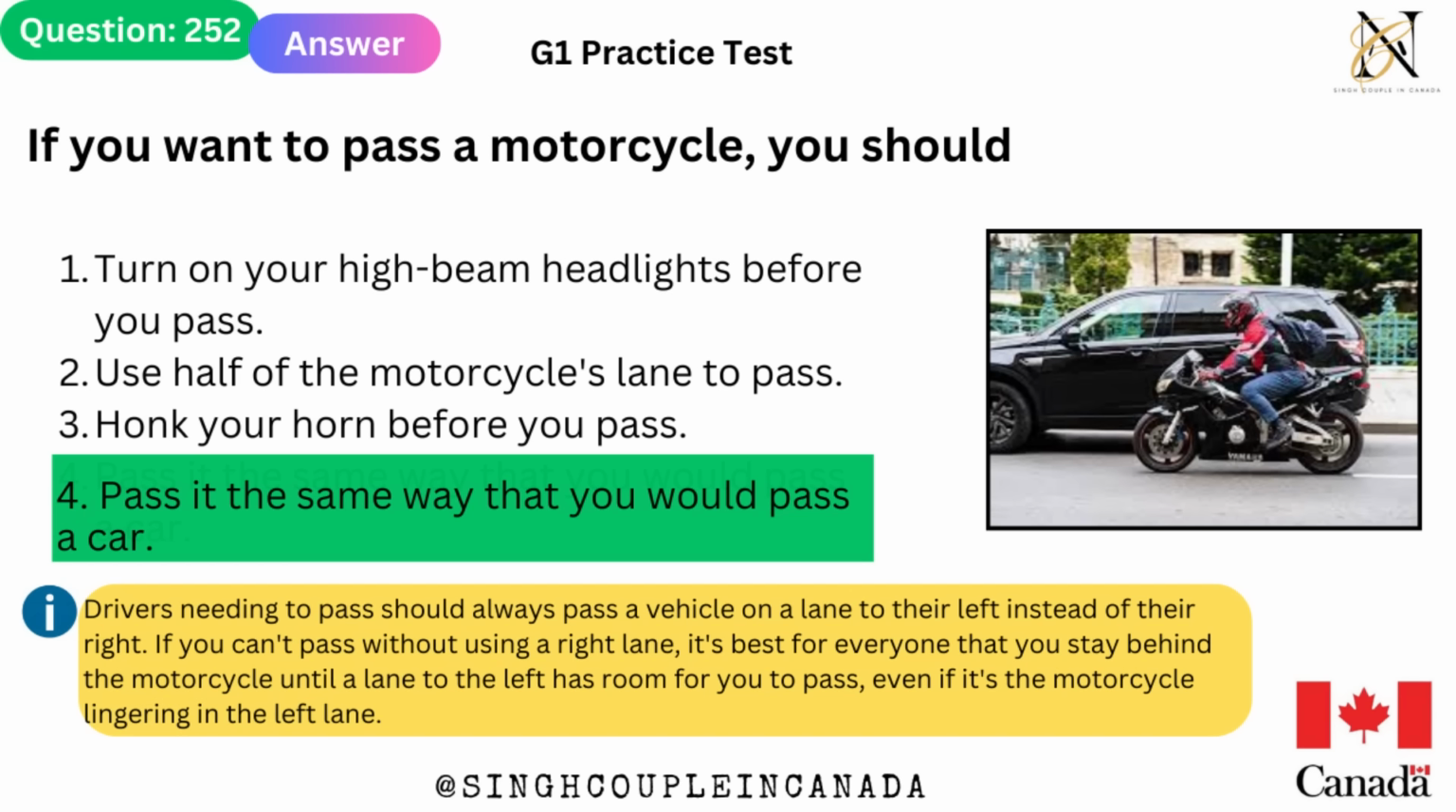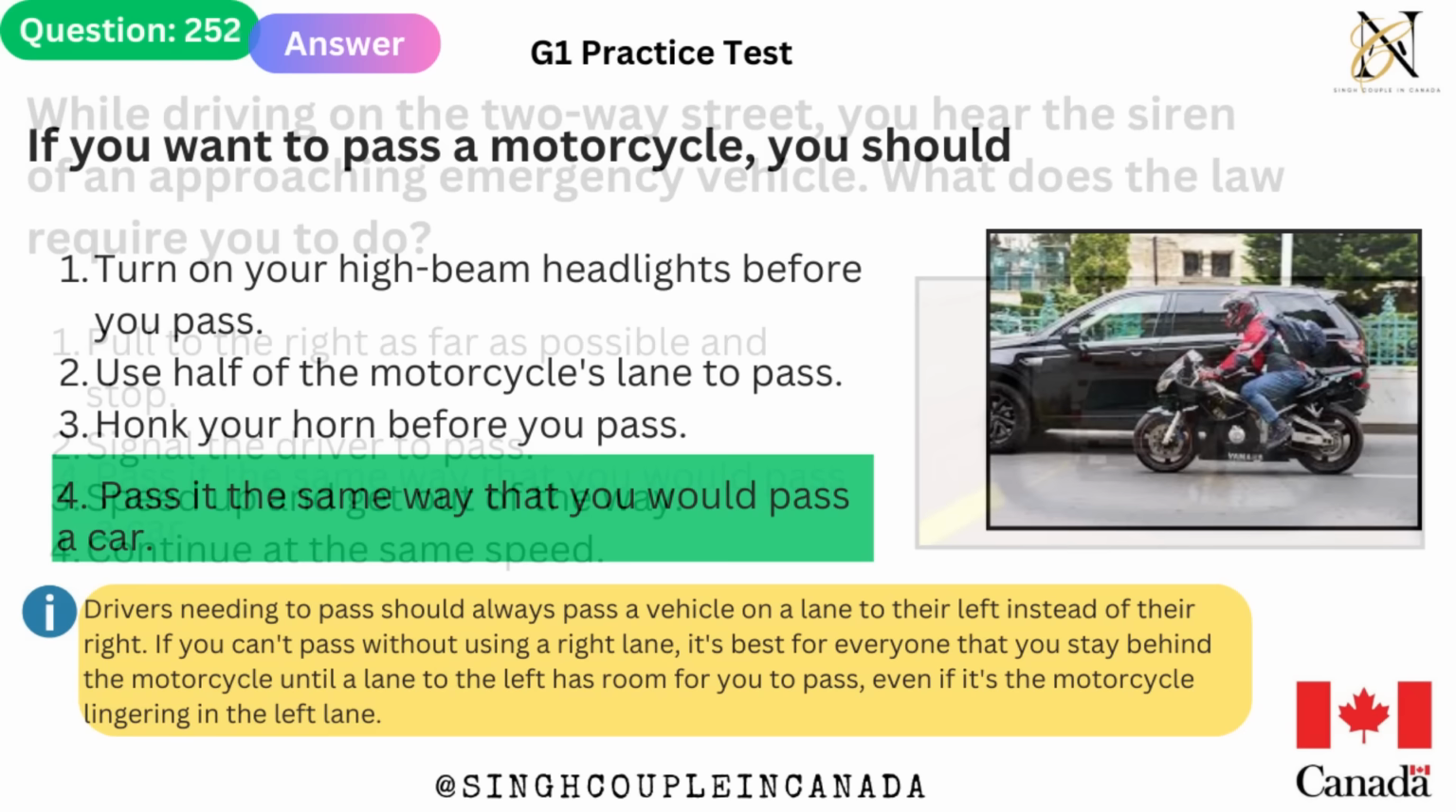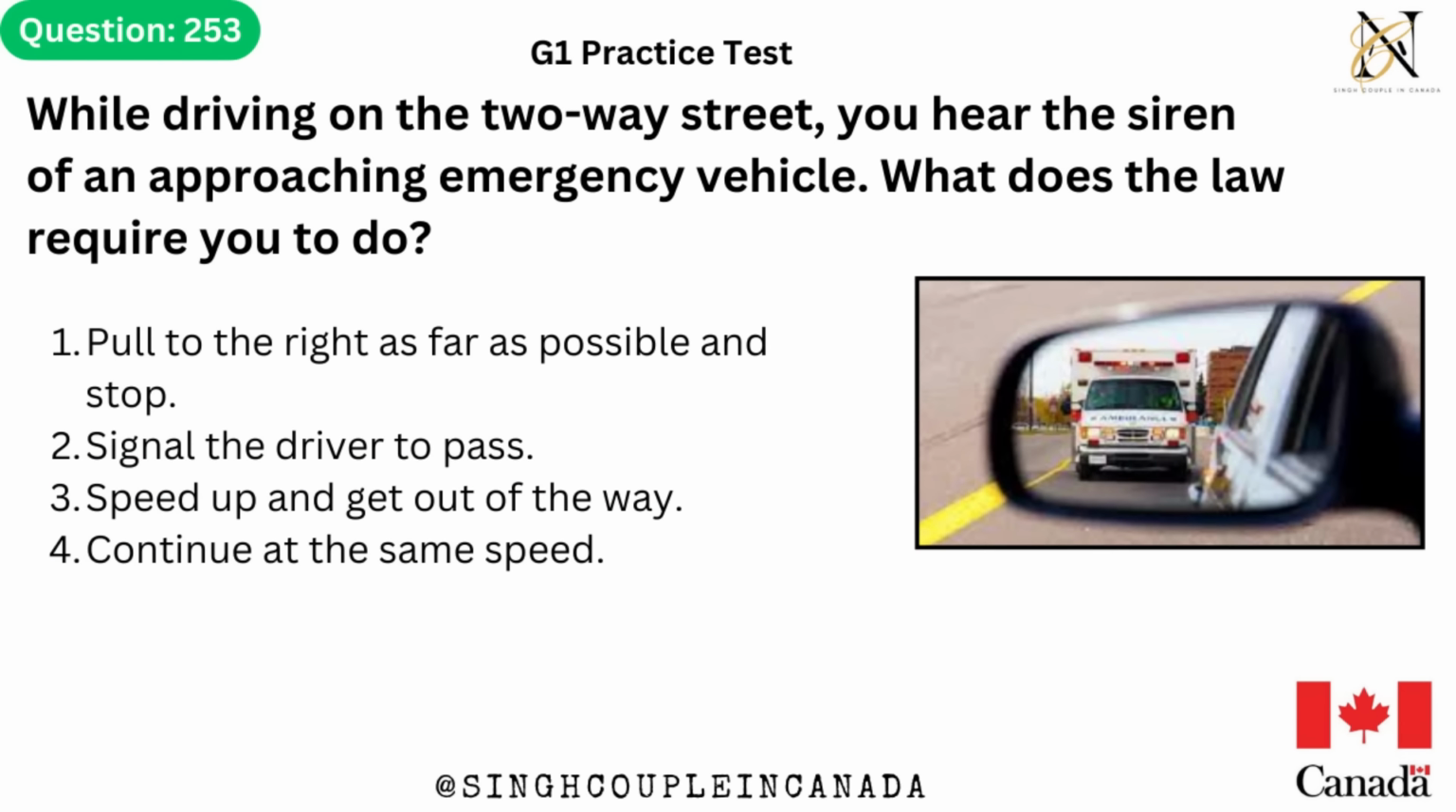Drivers needing to pass should always pass a vehicle on a lane to their left instead of their right. If you can't pass without using a right lane, it's best for everyone that you stay behind the motorcycle until a lane to the left has room for you to pass, even if it's the motorcycle lingering in the left lane.